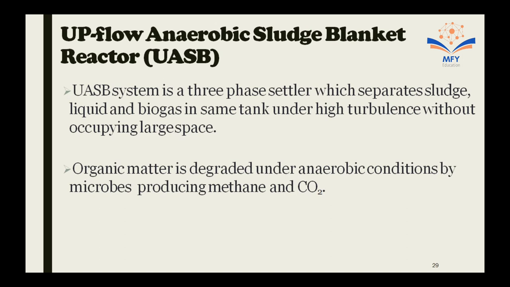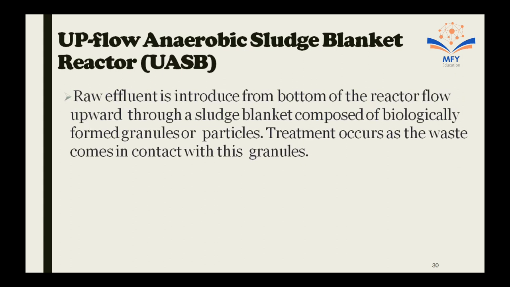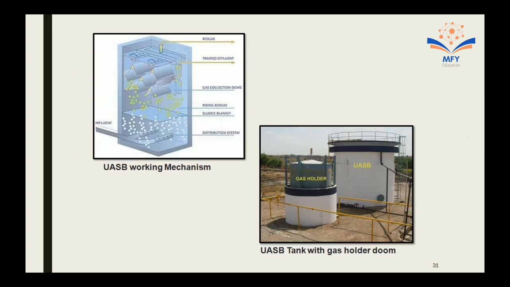The raw effluent is introduced from the bottom of the reactor and flows upward through a sludge blanket composed of biologically formed granules or particles. Treatment occurs as the waste comes in contact with these granules. Treated effluent rises to the top along with generated biogas in the form of small bubbles. Treated effluent is collected through overflow weirs and biogas is collected through gas collection domes at the top. The separated solids fall back through the baffle system on top, which allows them to settle down in the sludge blanket, as shown by pictures of the UASB working mechanism and the UASB tank with gas holder dome. The gas holder. Now the tertiary treatment.